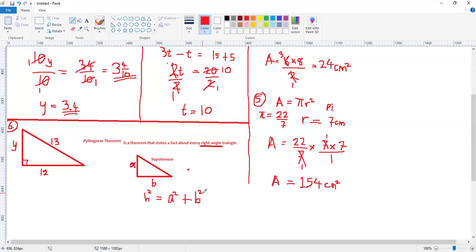Okay. Now, let's apply it to our question. In this case, what would you say is the hypotenuse in our question? Is it the 13, is it the y, or is it the 12?